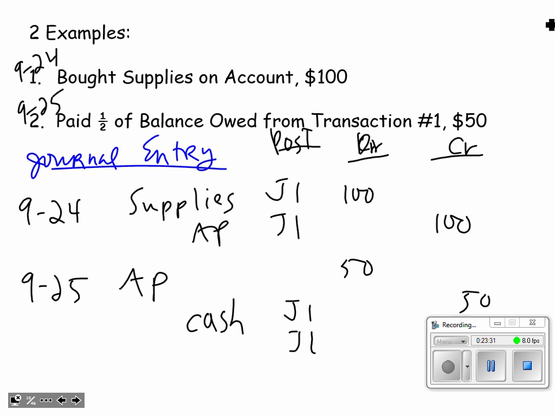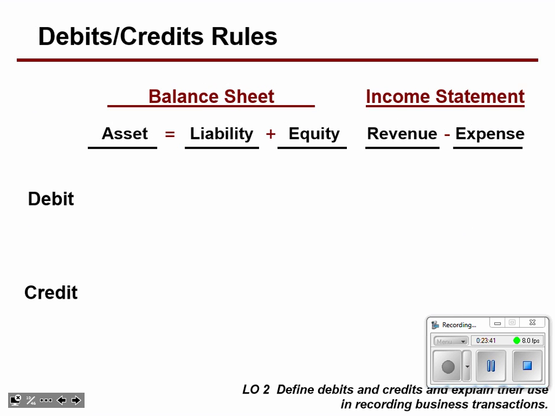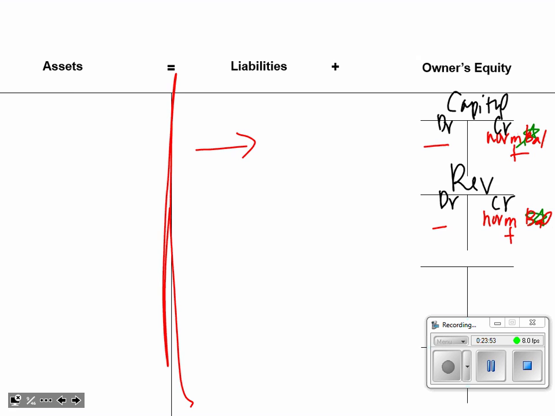Okay, but I just wanted you to see this. I hope I didn't confuse you by doing this. I think with the T's, you just visually see things better. We still need to talk about these two guys: expenses and drawings. So go back to your big T right here.